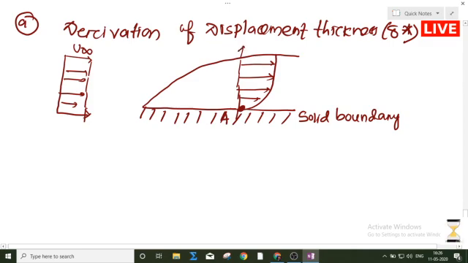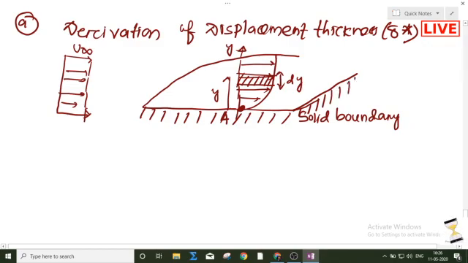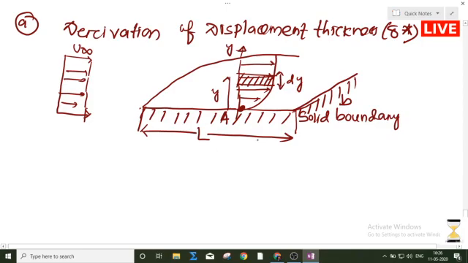This is my y direction. Suppose I am choosing a small strip at a particular perpendicular distance y from the solid boundary. This small strip has a thickness dy. The width of the solid boundary is represented by b, and the length of the solid boundary is L.